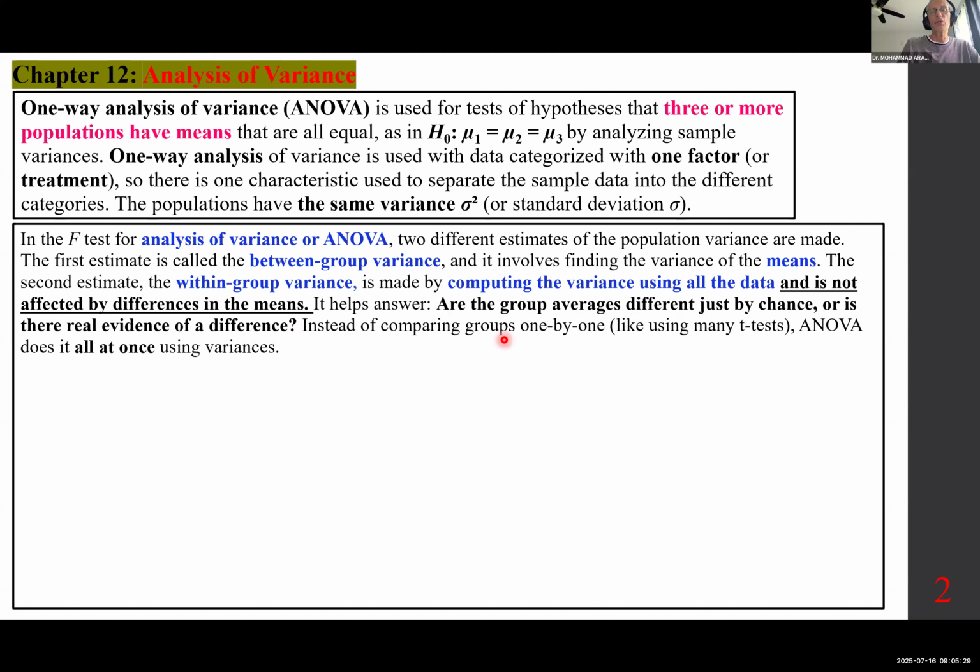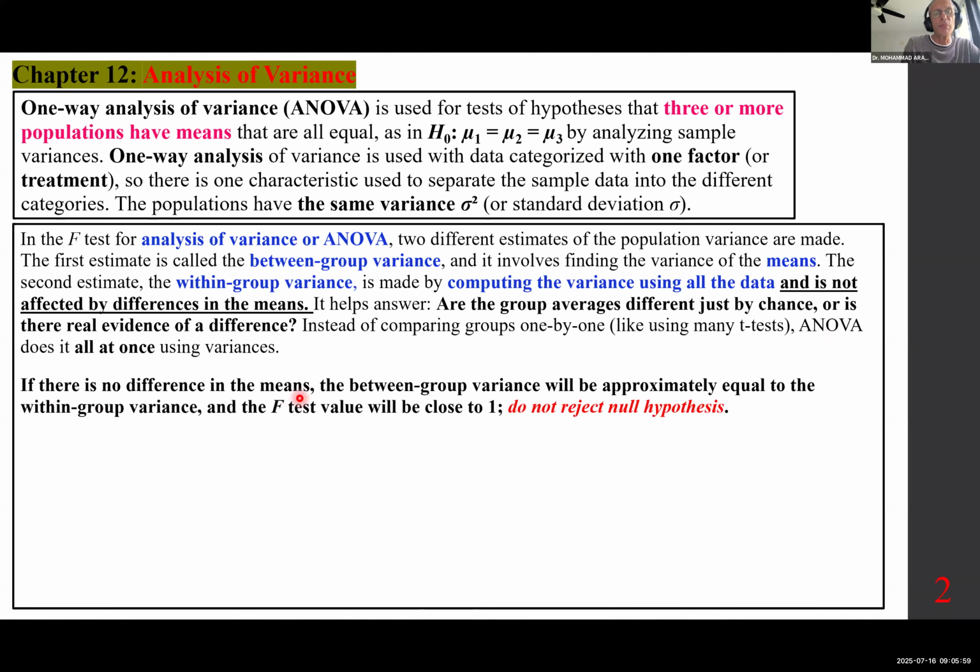Instead of comparing groups one by one, like using many t-tests, ANOVA does it all at once using variances. In other words, you could just go with 2 of them at a time and use t-tests: the first one and the second one, the first one and the third one, the second one and the third one, so many different t-tests. Instead, we use one analysis of variance.